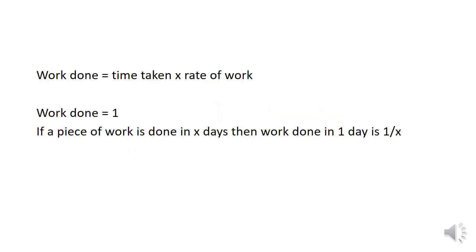Here is the basic formula for time and work, that is work done is equal to time taken into rate of work, and we should always take work done is equal to 1. If a piece of work is done in x days, then the work done in 1 day will be 1 by x. This 1 by x is the efficiency of the person.